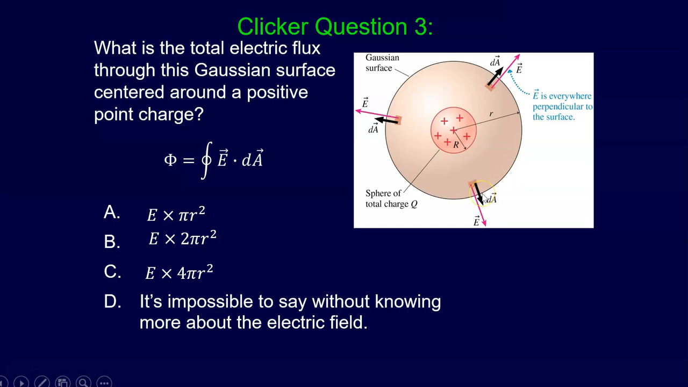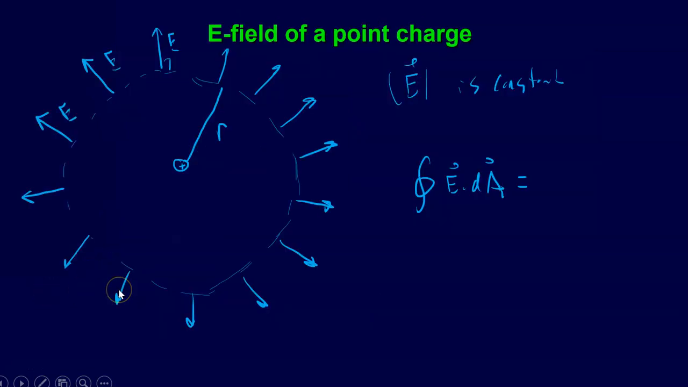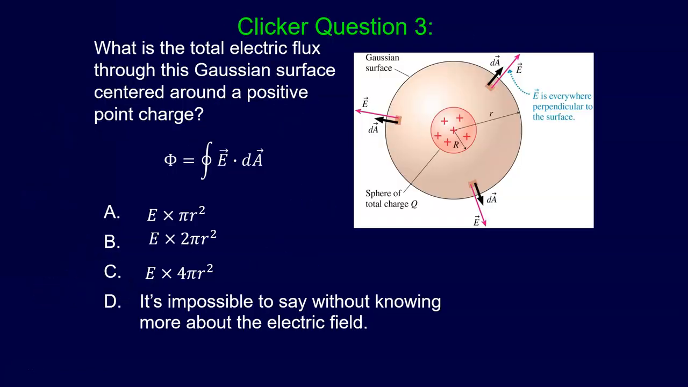So in this case where there's a point charge and I have this Gaussian surface at some radius small r, what is the total electric flux through my Gaussian surface? And if you want, you can go back and look at this picture or this picture. They're sort of the same idea, but go ahead and try this one and we'll talk about it.